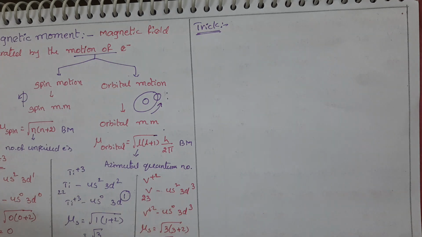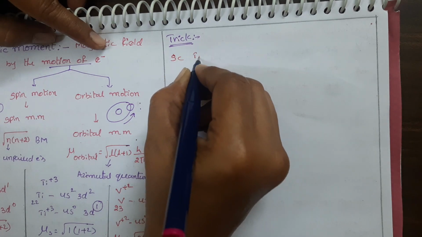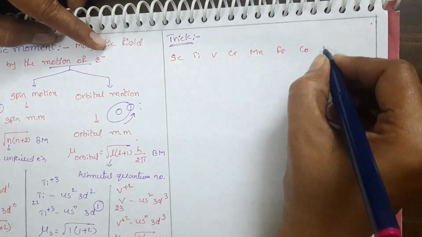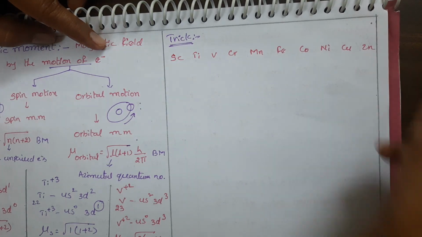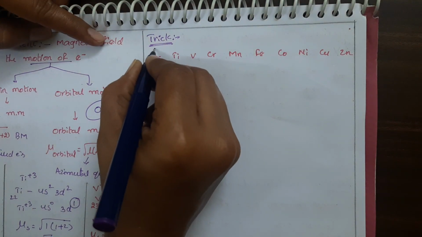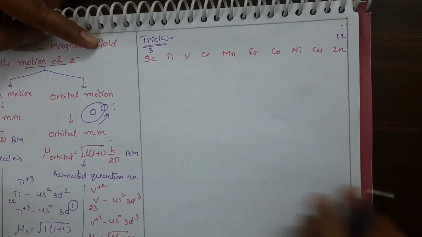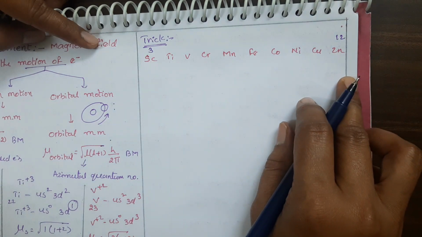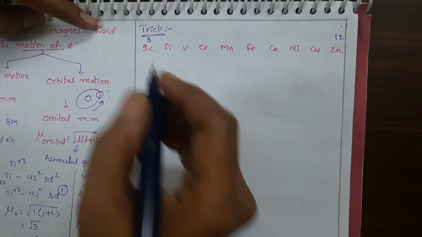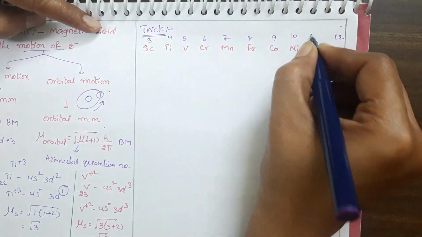First write the 3d series elements. What elements are present in the 3d series? Those are scandium, titanium, vanadium, chromium, manganese, iron, cobalt, nickel, copper, zinc. Here we have to remember the group numbers. From group 3 to 12, d block elements are present. That means the third vertical column to the 12th vertical column belong to the d block elements: third group, 4th, 5th, 6th, 7th, 8th, 9th, 10th, 11th and 12th.